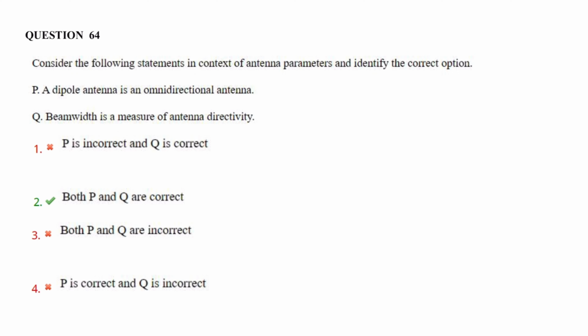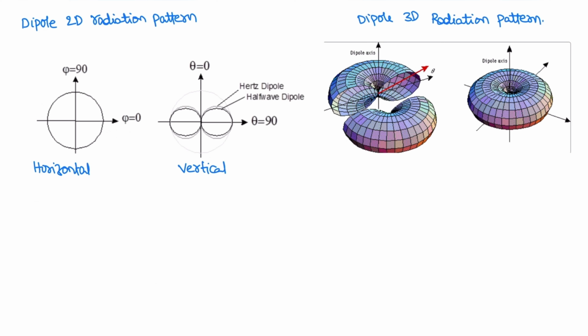Next question. The dipole antenna has omnidirectional radiation pattern. The statement is correct. So let us see the radiation pattern of half wave dipole. So this is a horizontal radiation pattern and vertical radiation pattern, and this is three-dimensional radiation pattern of half wave dipole. So three-dimensional radiation pattern is omnidirectional, donut shape, so that is radiation in all directions.